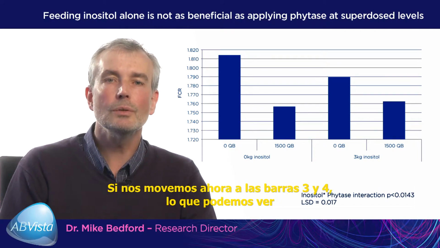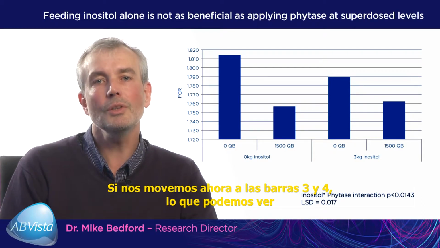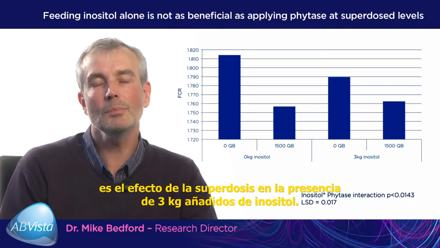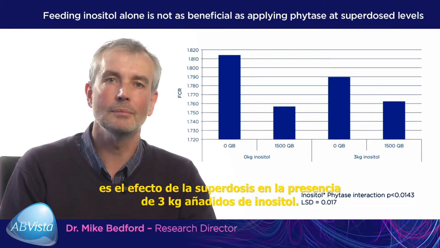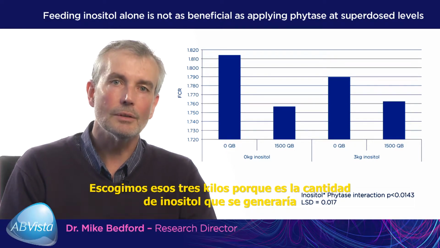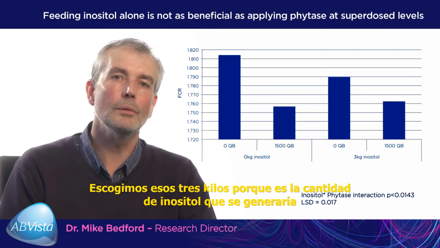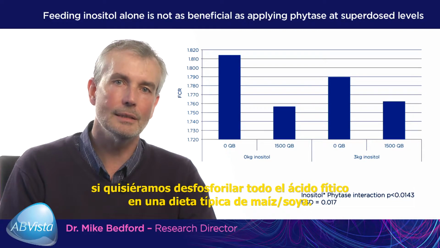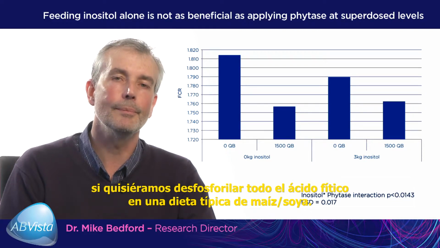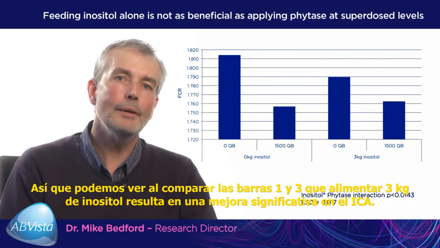If we now move to bars 3 and 4, what you can see is the effect of superdosing in the presence of 3 kilograms of added inositol. We chose 3 kilos because this is the amount of inositol that you would generate if you were to dephosphorylate all of the phytic acid in a typical corn-soy diet. So you can see by comparing bars 1 and 3 that feeding 3 kilograms of inositol results in a significant improvement in FCR in its own right.